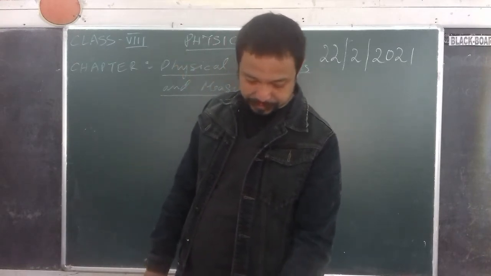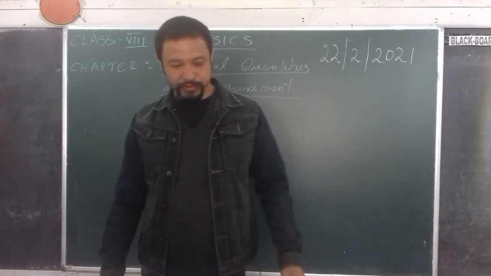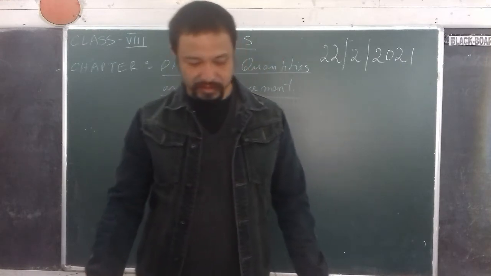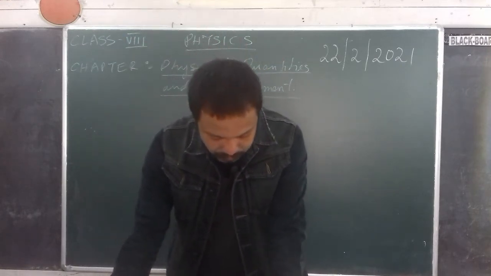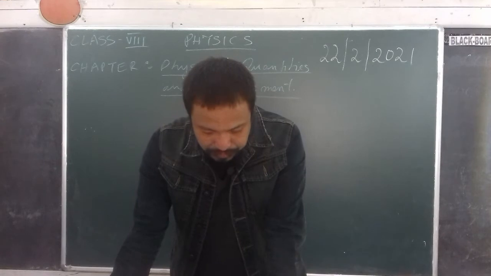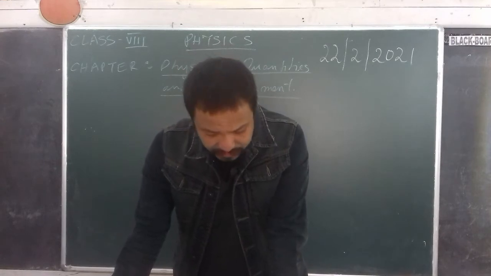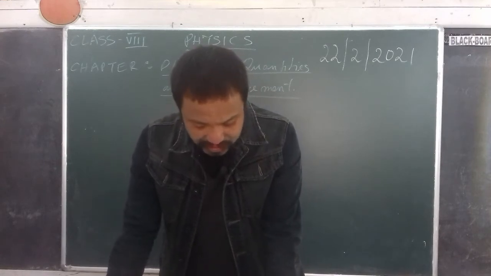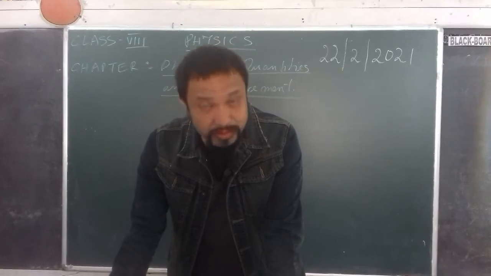Okay, now we are going to go to chapter number 2. It's called physical quantities and measurement. So let's go to the introductory lines of the chapter. It says the lightness or heaviness of an object is directly related to its density.